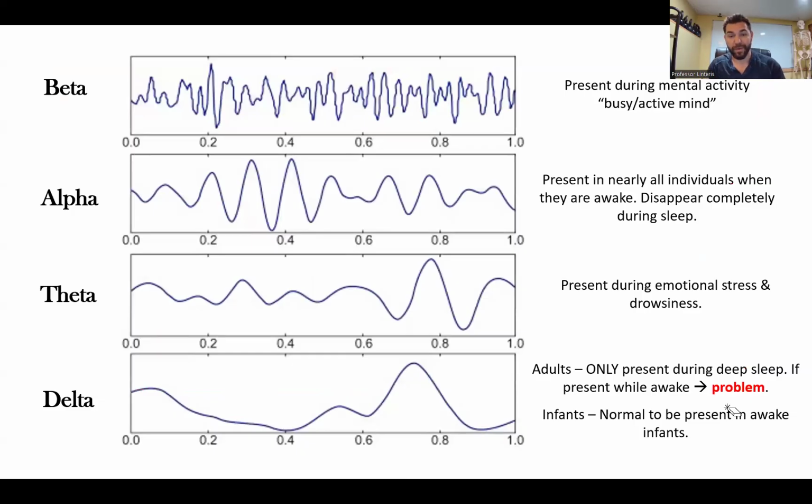So what these look like, as well as a nice summary for all of this, right? Just make sure you're reading the correct one. We can see the busy, active mind, beta waves, a lot of scribble scrabbles all over the place. Alpha waves, when they're awake, kind of a moderate wave. Theta waves, a little bit scrambled during emotional stress and drowsiness, and the delta waves clearly are very, very chill. If they are present during awakeness, you have a problem. And these are EEG waves. You should know which ones are associated with what type of cerebral state.